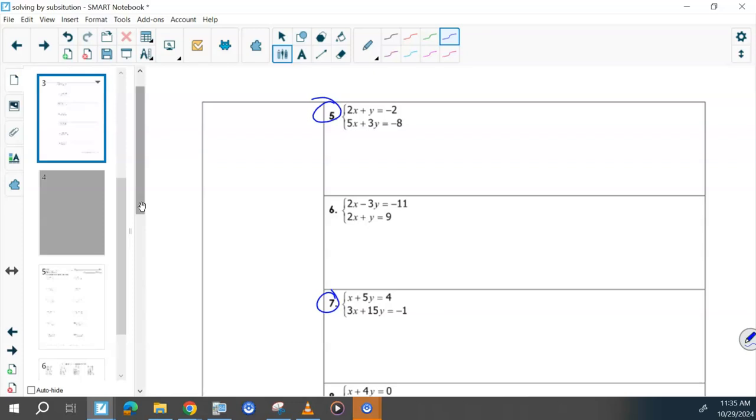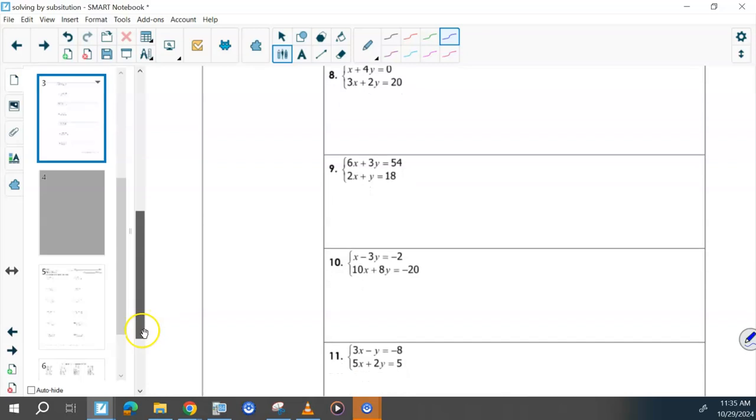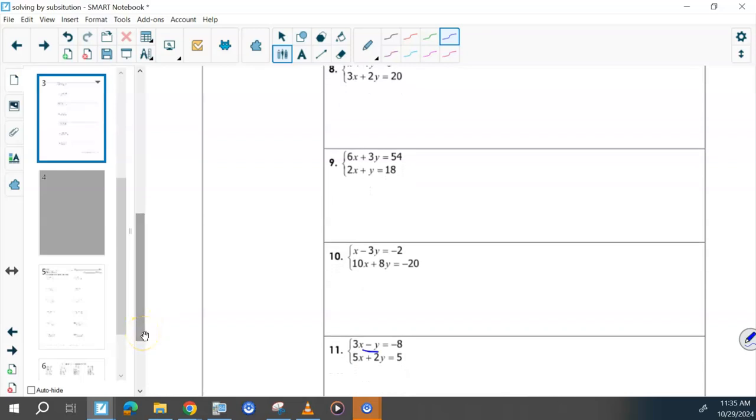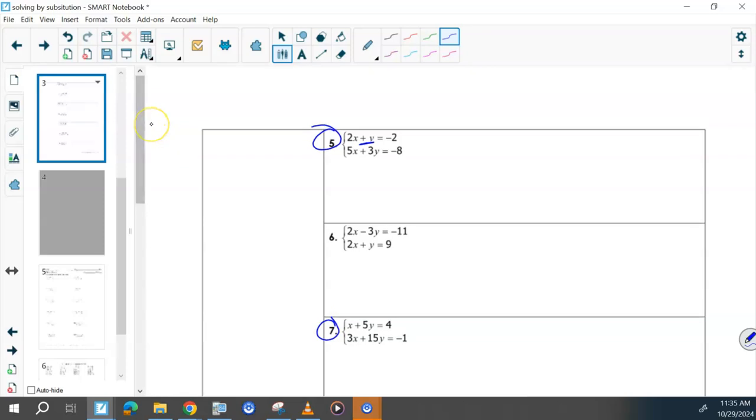However, if you look for whatever's by itself, or maybe almost by itself, maybe it has a negative, I was looking for one like an 11. If it's just an x, just a y, or a negative x or a negative y, that would be the easiest thing to start with, because that's going to make your lives easy without fractions. Okay, so let's say I'm solving this equation for y. How would I get y by itself?